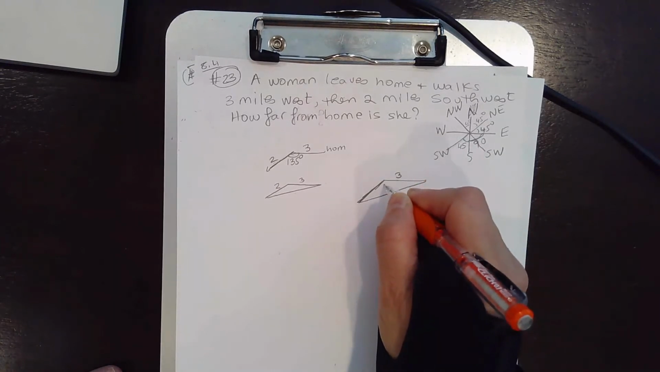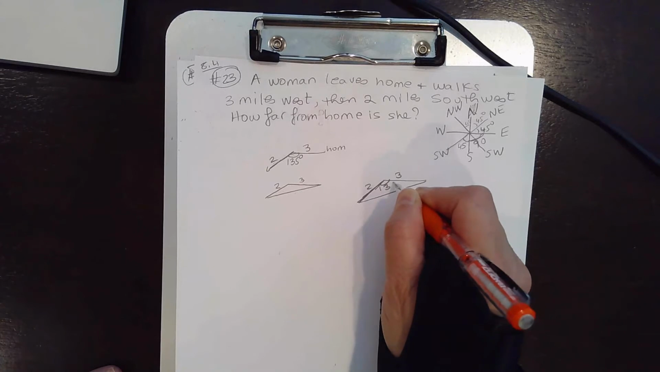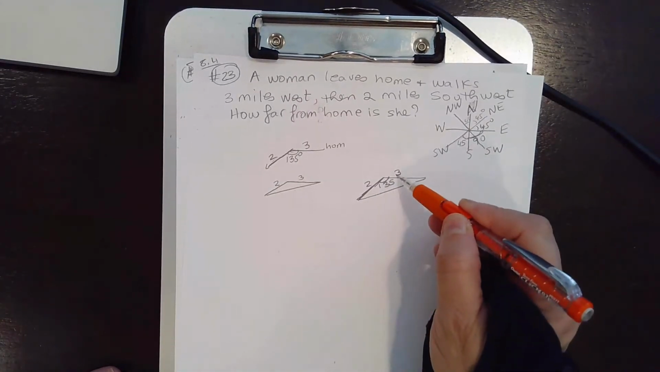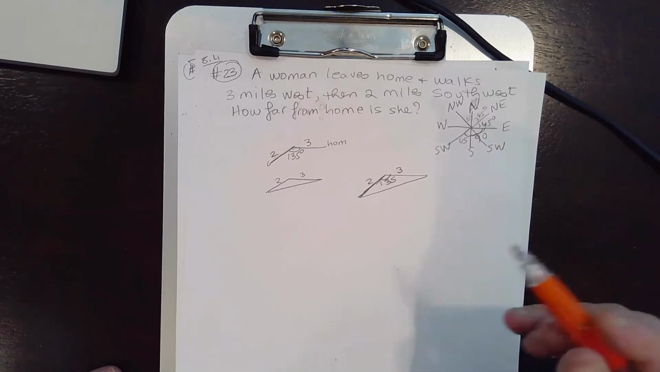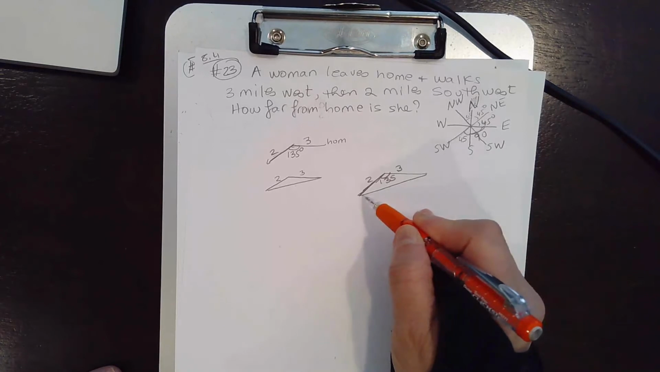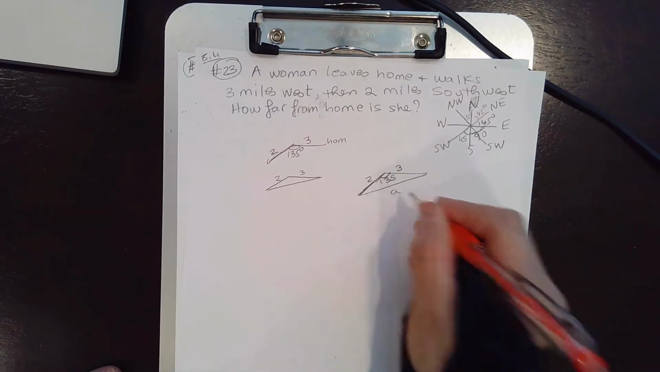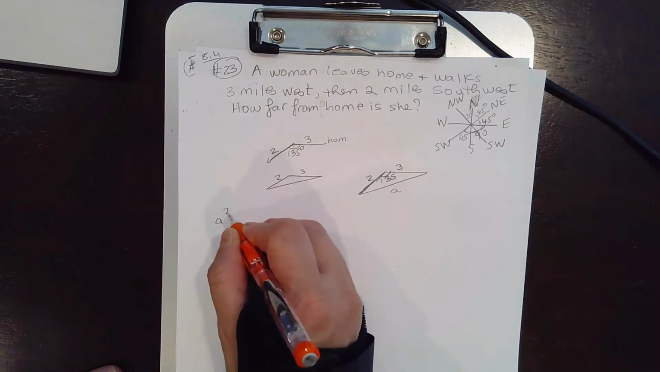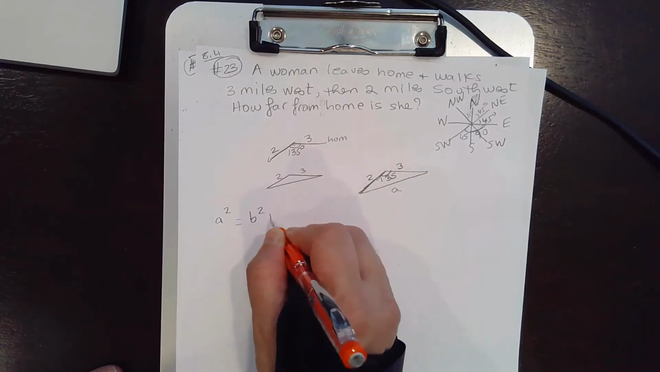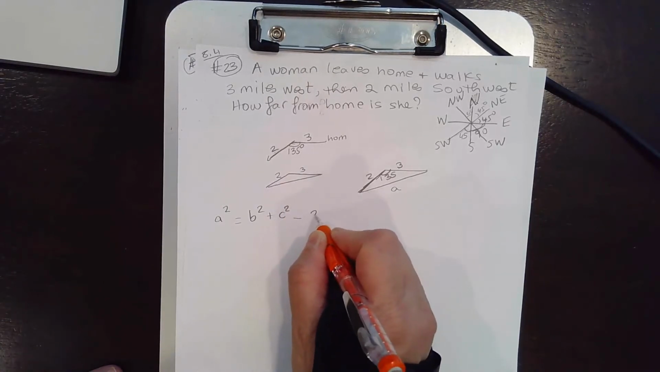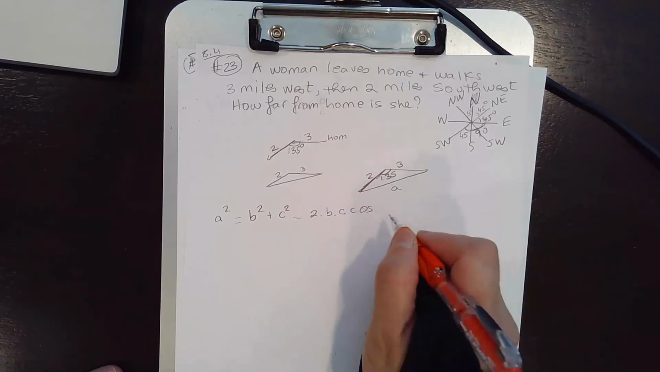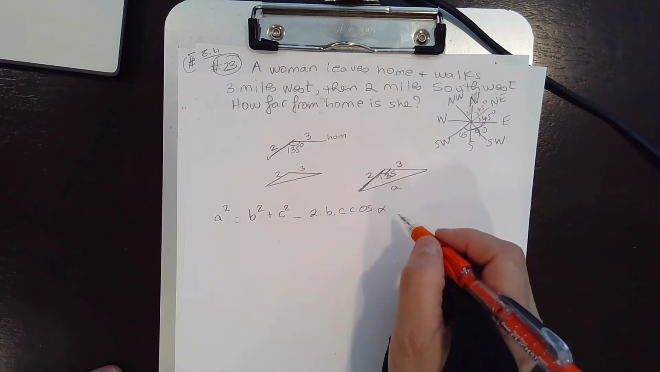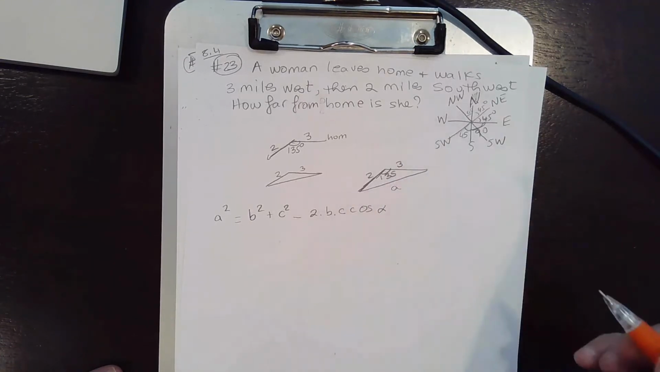So this is 3 miles, this is 2 miles, and this is 135 degrees. What do I have? I have side, angle, side. I can use the law of cosine. Remember that? They want to know how far from home she is. So they want to know the length of the side right here. If we call this A, what is the law of cosine? A squared equals B squared plus C squared, the other 2 sides, minus 2 times B times C cosine alpha. Alpha is the angle opposite the side. So in this case, alpha is 135, right?